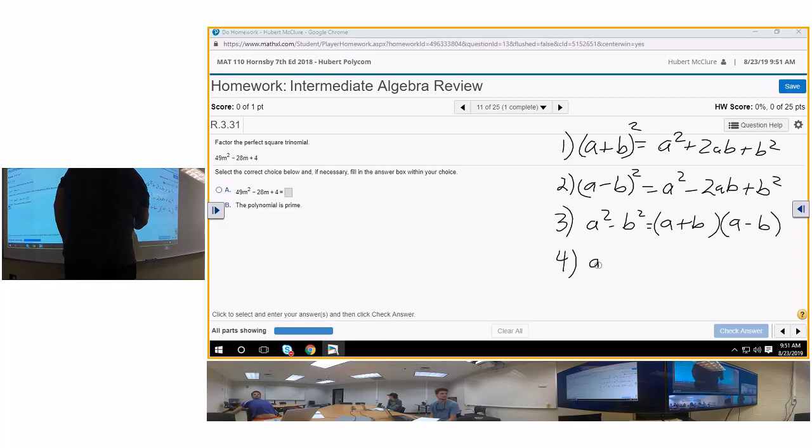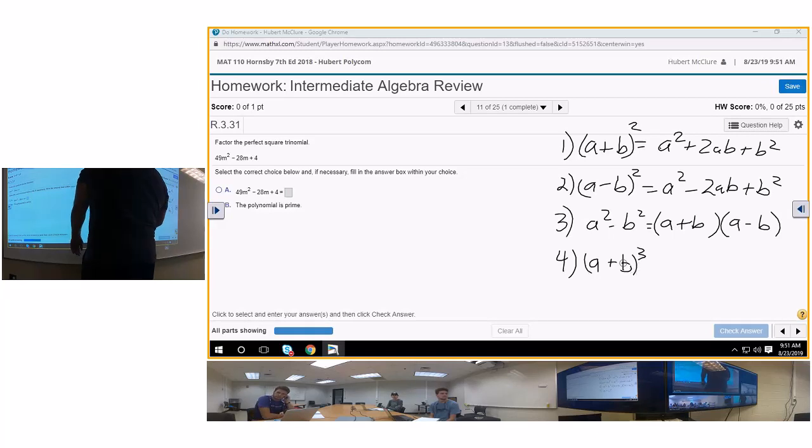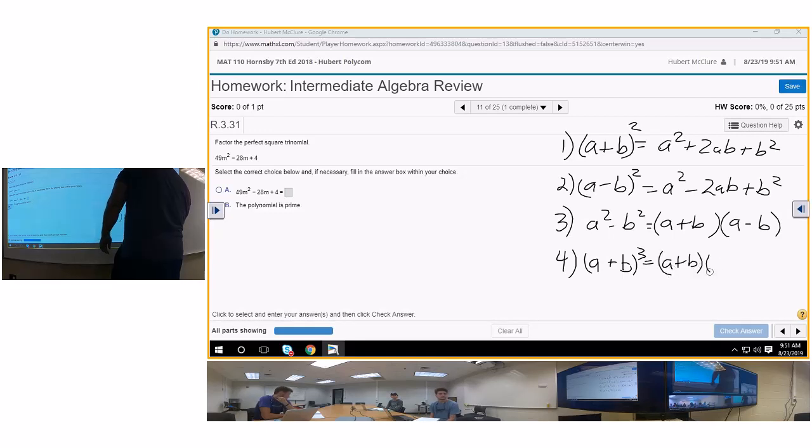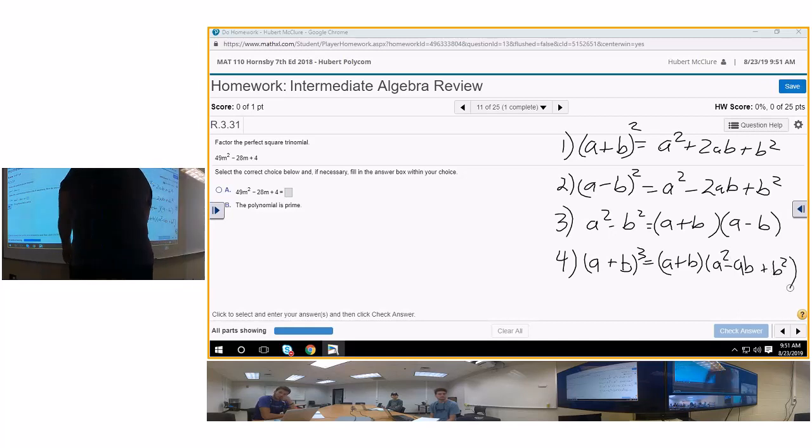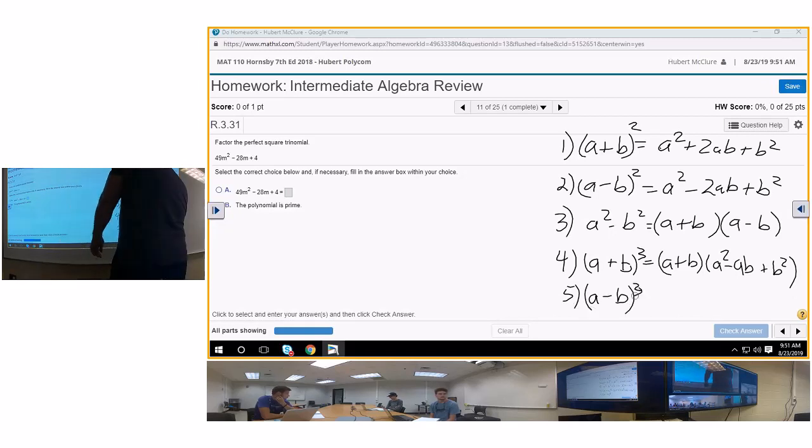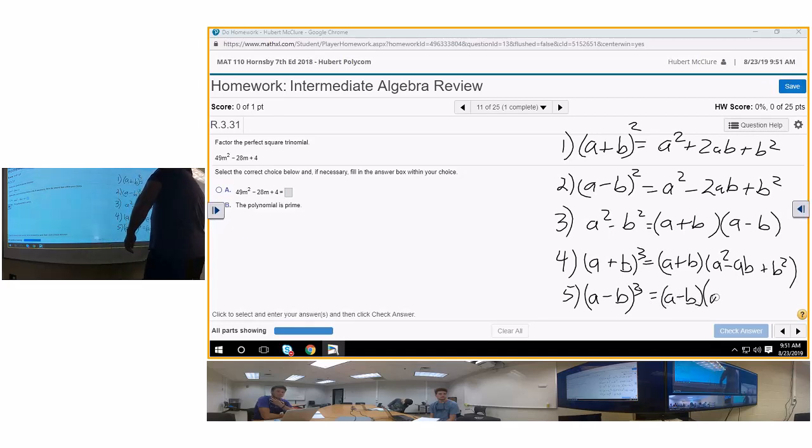4. A plus B cubed is equal to A plus B times A squared minus AB plus B squared. And 5, A minus B cubed is equal to A minus B times A squared plus AB plus B squared.